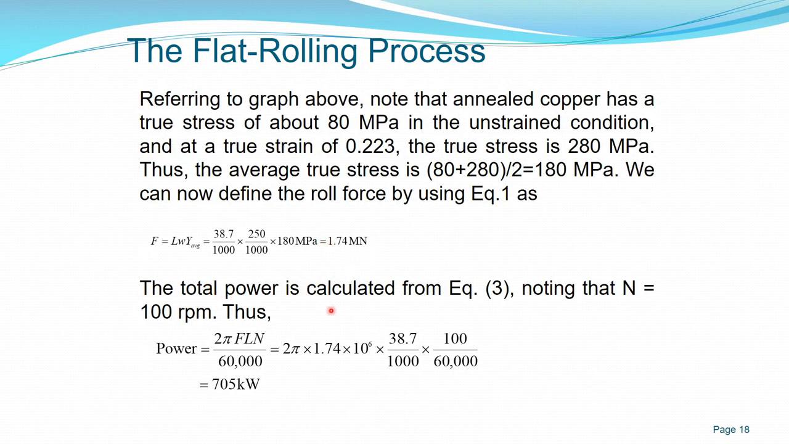And the total power is calculated from the third equation, noting that N is 100 revolutions per minute. Thus, power is 2 pi times force times the roll strip length times N, the revolutions per minute, divided by 60,000. From the values we put in, the power of the two rolls is 705 kilowatts.